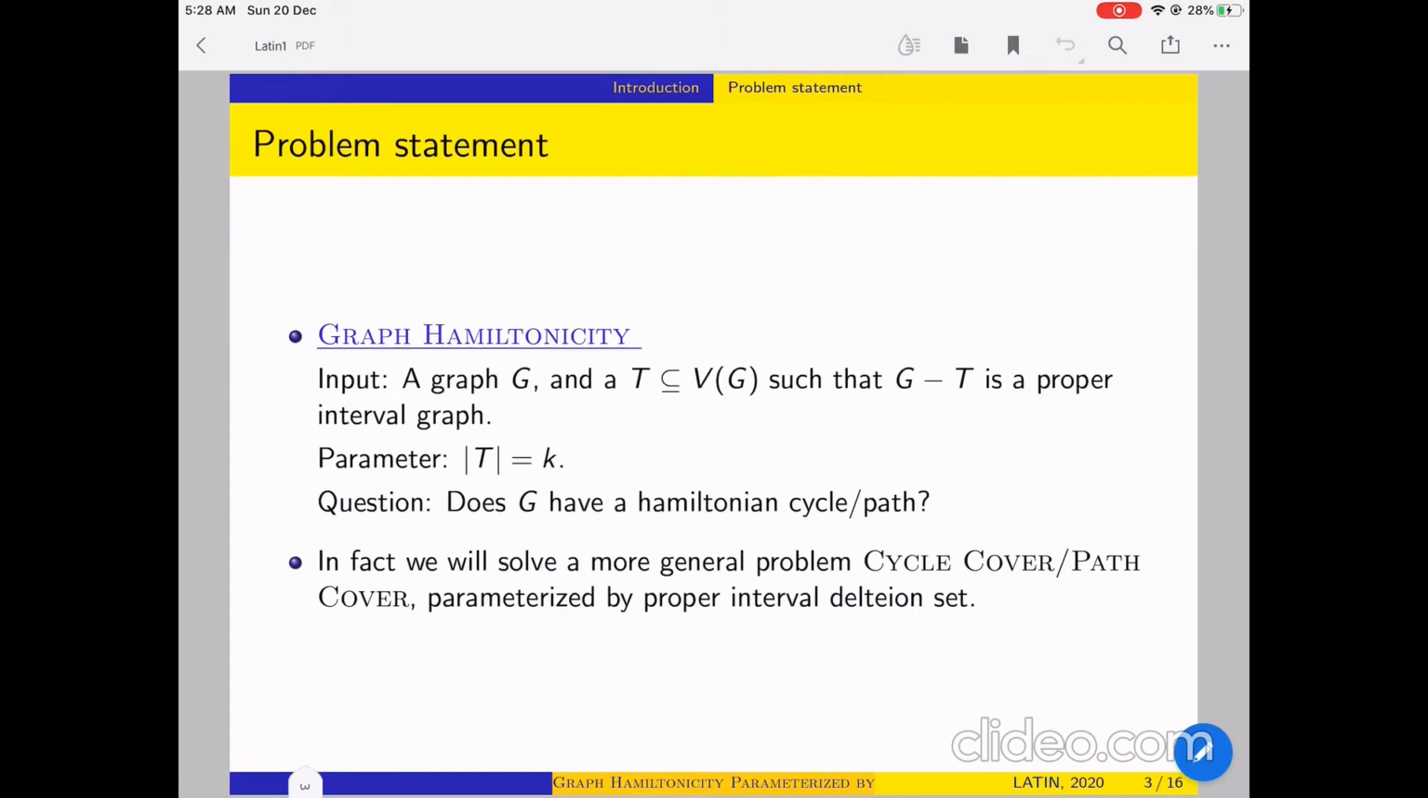So the problem statement. For our version of the graph Hamiltonicity problem, we are given a graph G and a vertex subset T such that G minus T is a proper interval graph, and the parameter is the size of this subset T, which we denote by k. The question is, does the graph G have a Hamiltonian cycle or a path? In fact, we'll solve a more generalized version of this problem known as cycle cover and path cover, and once we can solve cycle cover and path cover, we'll also be able to solve the Hamiltonicity problem.